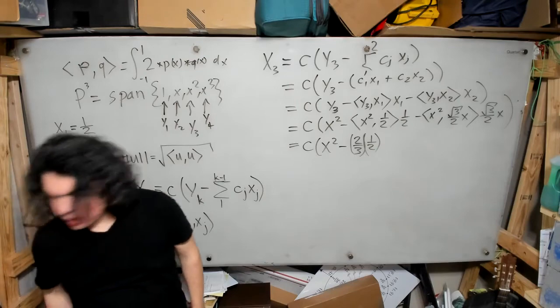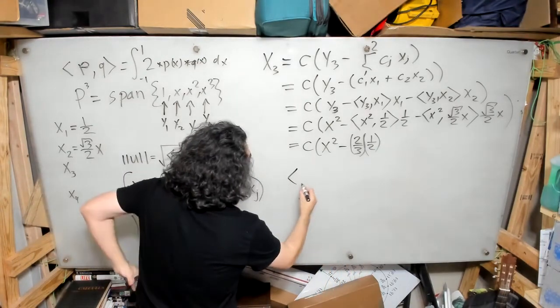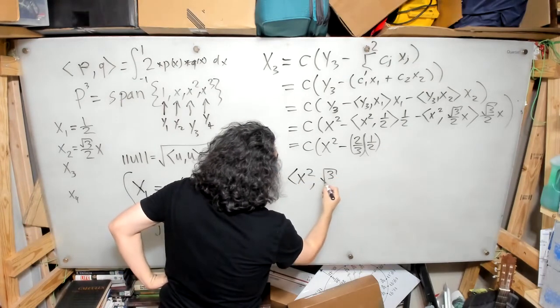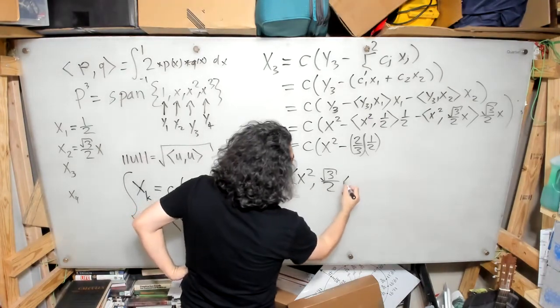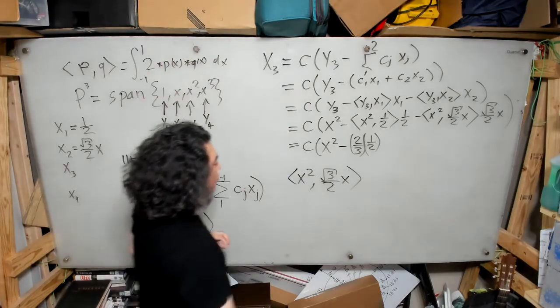Okay. So what is the inner product of x squared and the square root of 3 over 2 times x in this vector space? Okay, so now I'm going to use this formula again.